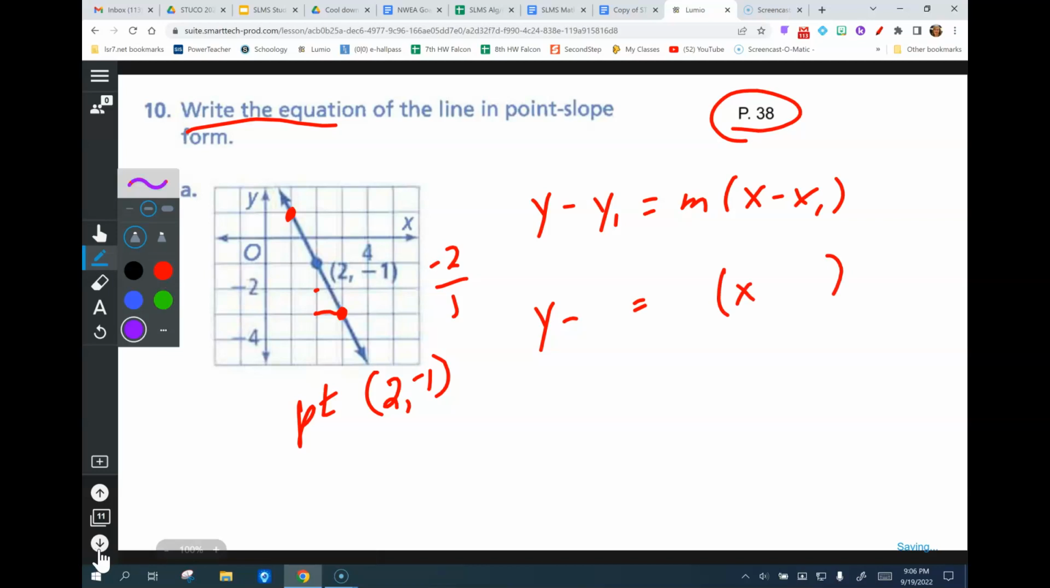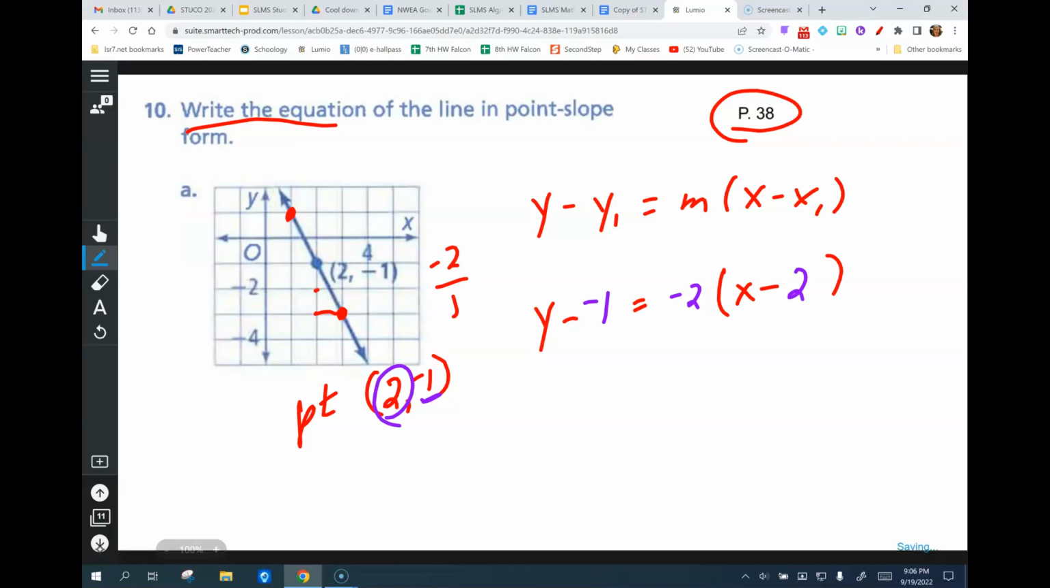So in place of slope, I'm going to use -2. My y value is -1. Just plug it in. Don't worry about it. Just plug it in. Okay? And then we're going to plug in our x value. What's our x value? 2. So x minus 2. So if I want to write the equation in point slope form, I am done technically.